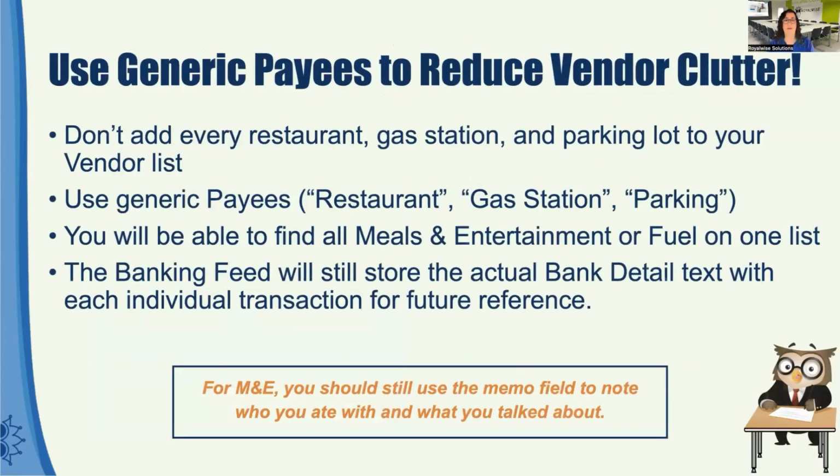We also talked about generic payees to reduce your clutter, and that the bank detail travels with the transaction. And if you turn on copy bank detail to memo, then it's all right there. And especially with restaurants, for your meals and entertainment, you do still need to type in who you ate with and what you talked about so that you have that backup if you're audited.